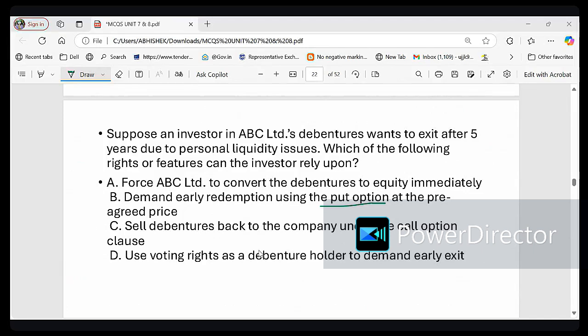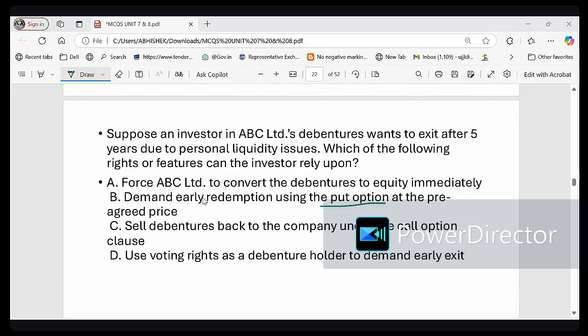So debentures are like a loan that you give to the company. Now you want your money back. So ABC Limited has given a put option. It's like saying, hey investor, if after 5 years you want to leave, no problem, just ask us to buy it back at rupees 110 per debenture. That is what the company is saying to the investor.